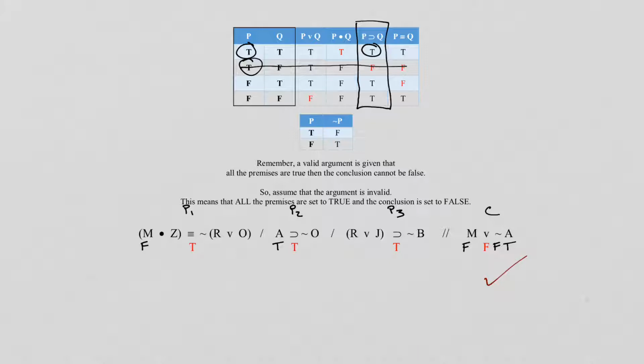So therefore, we automatically know that not O has to be true. So not O has to be true, so that makes O false. So we got that one to work. Hopefully this will get us a little bit farther. So we got O is false. Let's put that one right there.